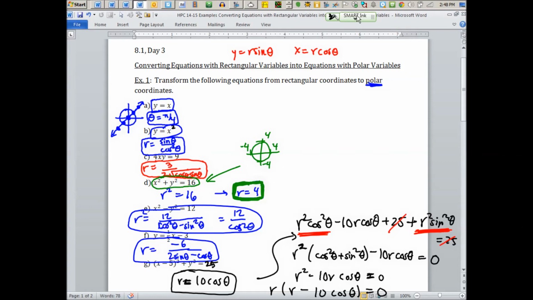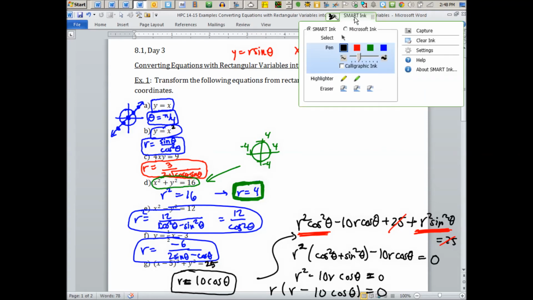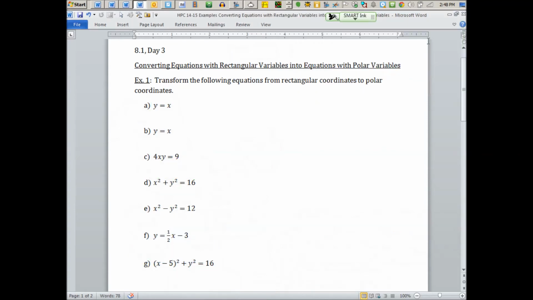All right, you'll see later in the book that we actually will come back to this one because it's sort of a special case. All right, so much for converting equations with rectangular variables into equations with polar variables. Let's look at the converse of that.